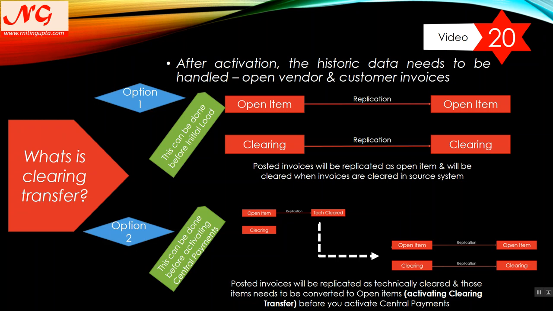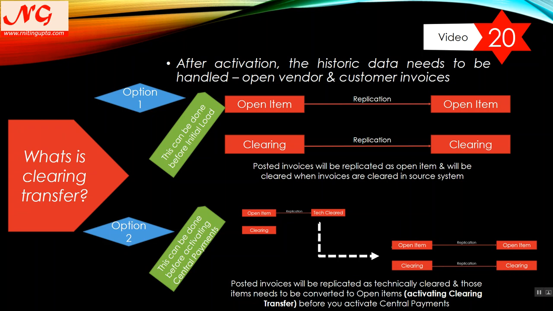So in scenario one, the posted invoice will be replicated as an open item and will be cleared when invoices are cleared in the source system. So it follows the source module. What happened in source is replicated in CFIN, and the payment still continues in ECC.